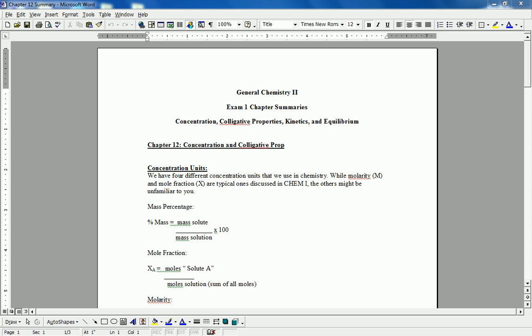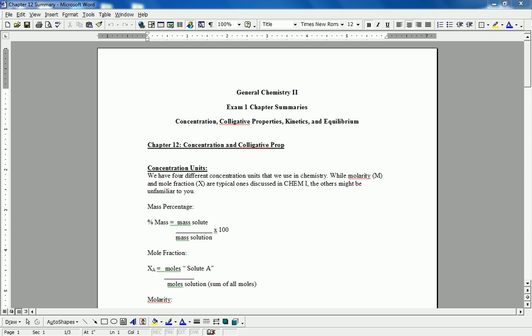This is going to be the Chapter 12 lecture tutorial. Chapter 12 covers the physical properties of solutions. So we'll begin the chapter by discussing what a solution is and, of course, the components of a solution that include a solute and a solvent.